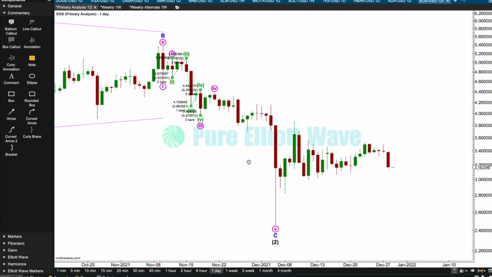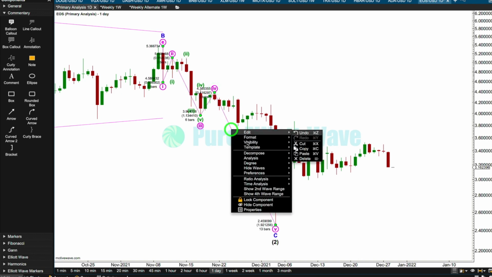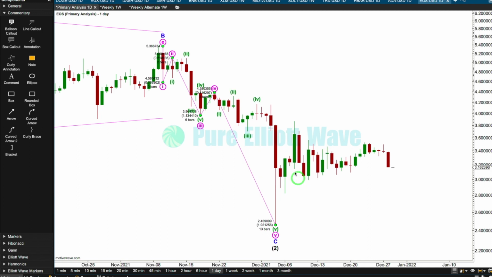Yeah, that looks good. 5 isn't really going to work though, is it? Is it going to be an ending diagonal? I don't know. No, see, okay, so this would be invalid for a diagonal.